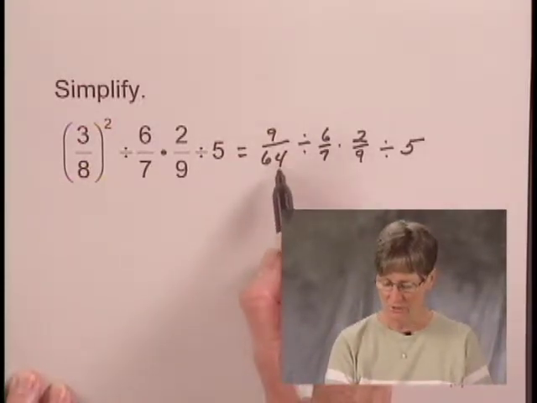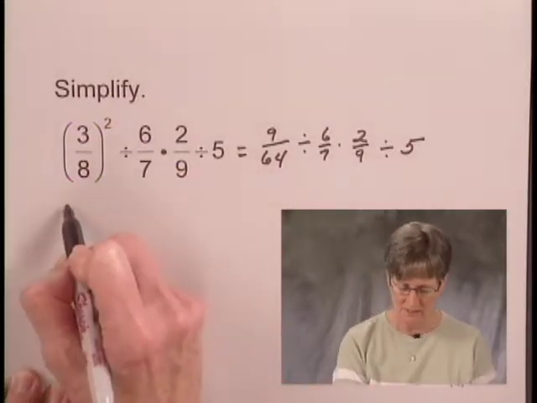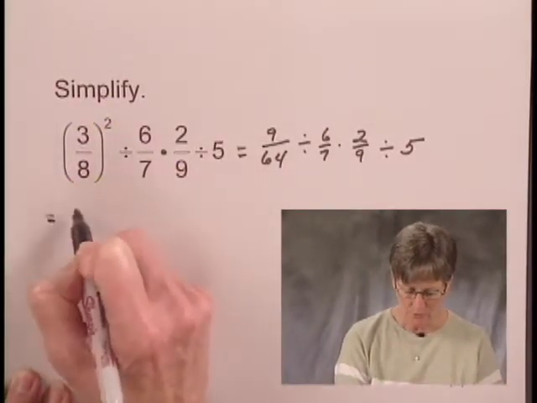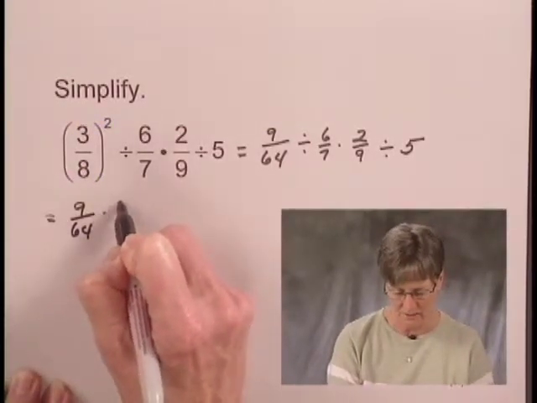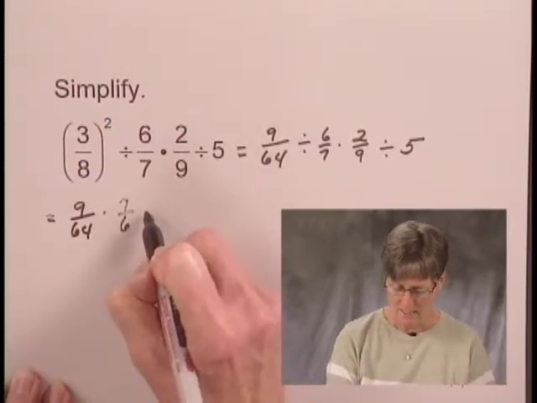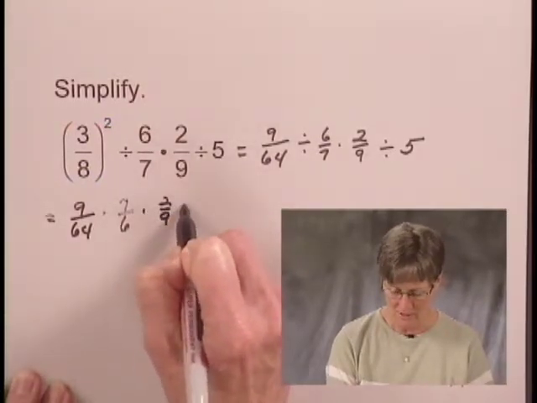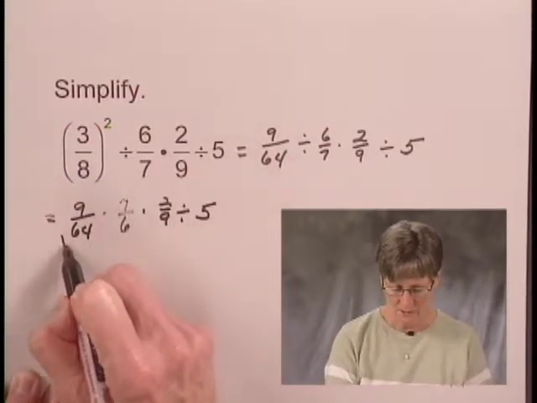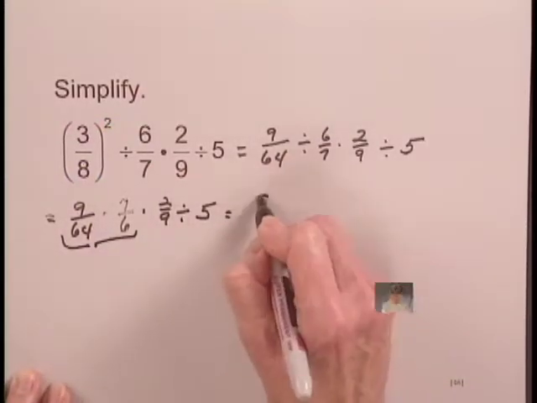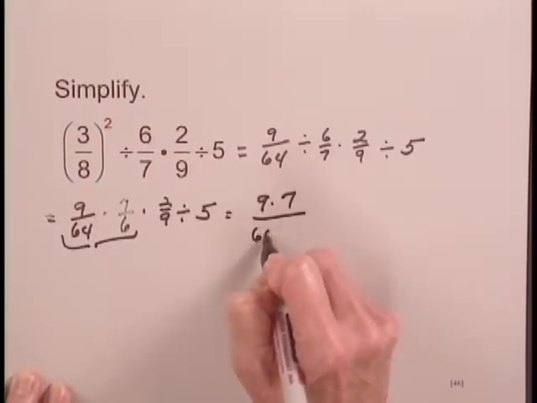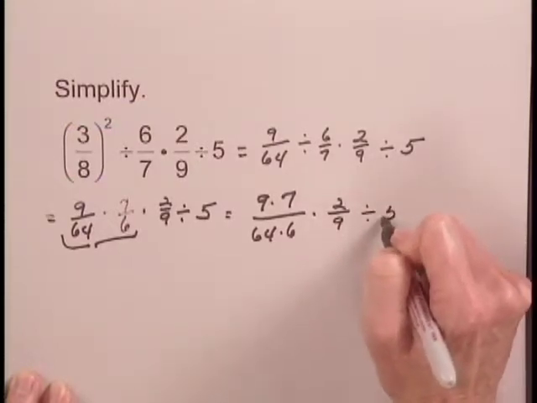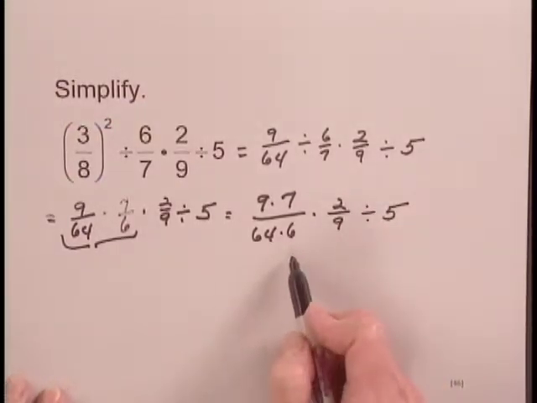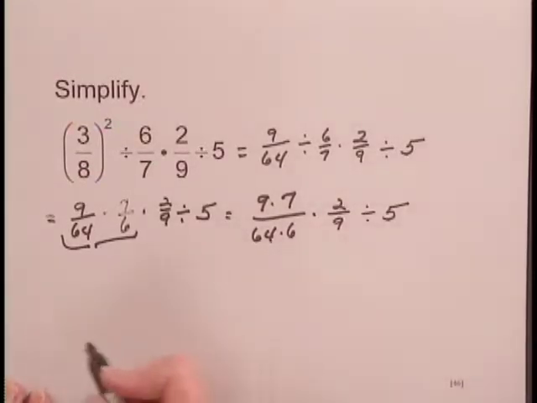So the first thing I will do is to divide 9/64 by 6/7, and that's equal to 9/64 times the reciprocal of 6/7, which is 7/6. And then I have times 2/9 divided by 5. And when I perform this multiplication, I get 9 times 7 over 64 times 6. And this is still times 2/9 and divided by 5. And I'm going to leave this in factored form instead of multiplying it out because it will make it easier to simplify at the end if I already have some factors.